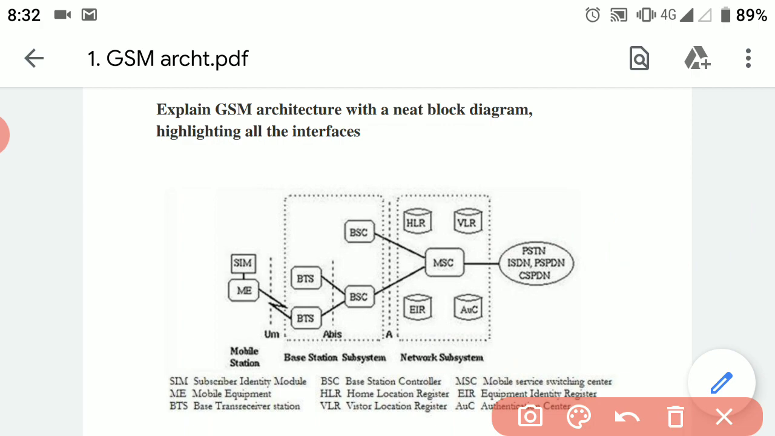The another important is that is HLR, that is home location register. Next one is visitor location register. We have authentication center in MSC and equipment identity register in MSC.